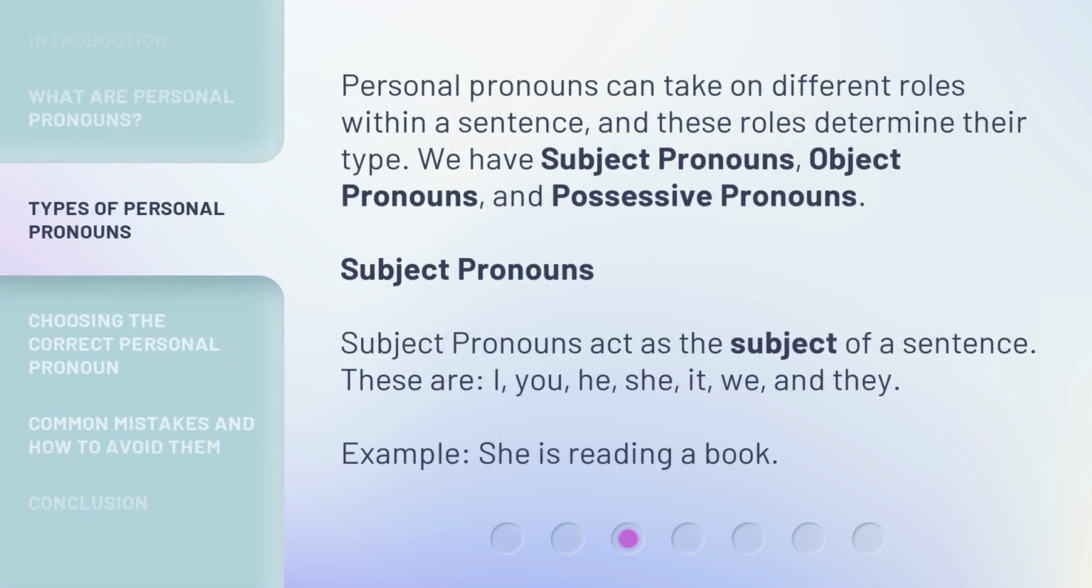Personal pronouns can take on different roles within a sentence, and these roles determine their type. We have subject pronouns, object pronouns, and possessive pronouns. Subject pronouns. Subject pronouns act as the subject of a sentence. These are I, you, he, she, it, we, and they. Example: she is reading a book.